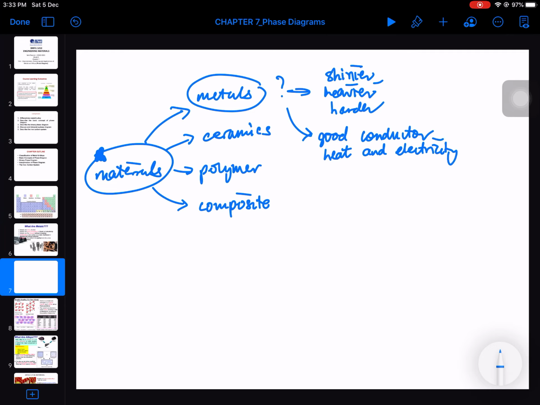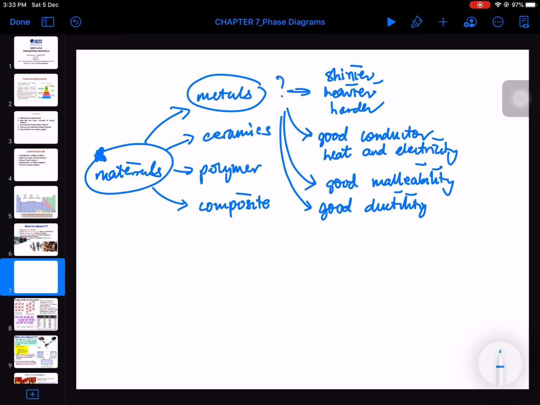Metals also have good malleability. That means it can be shaped or bent without breaking, so it has good formability, it can be formed into shapes. And metals also have good ductility. So these are the characteristics of metals in general.